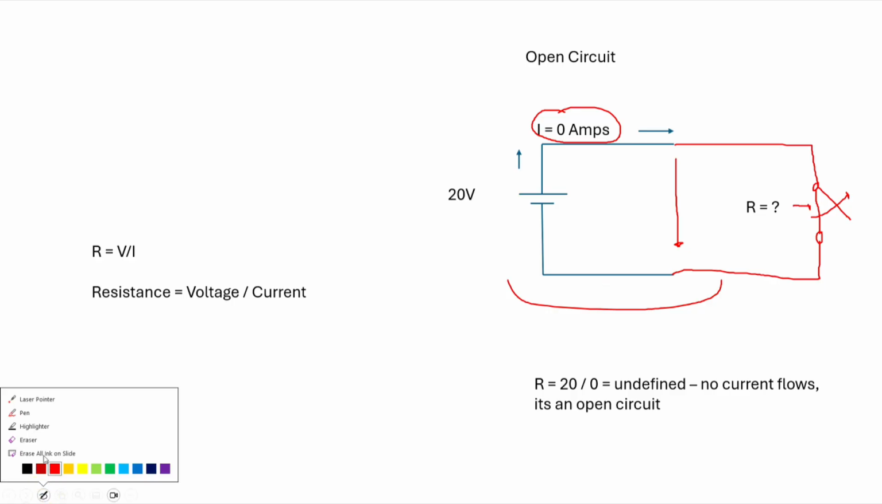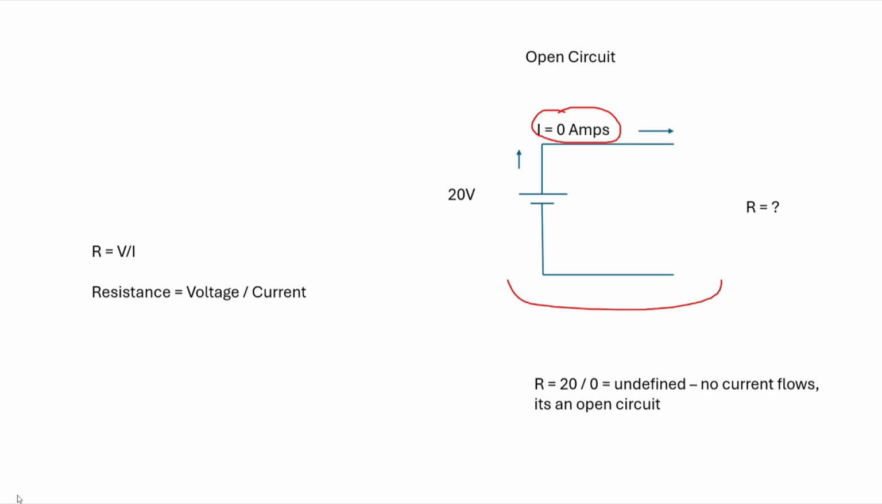Let's get back to this. Let me erase some of this stuff. Okay. Get back to my pen. All right. So, as I mentioned, open circuit, no current can flow. So what is the resistance of this load? Well, it's really undefined. Because when you think about resistance, it's voltage divided by current. So that would be 20 volts divided by 0, and any division by 0 is completely undefined.